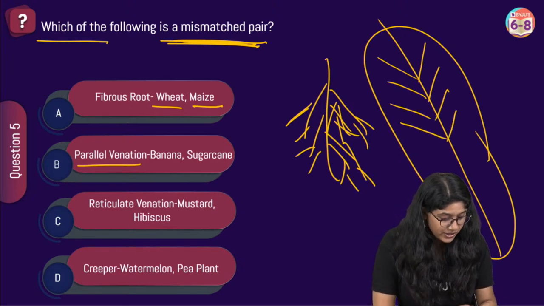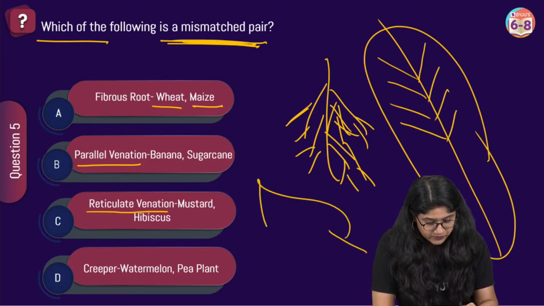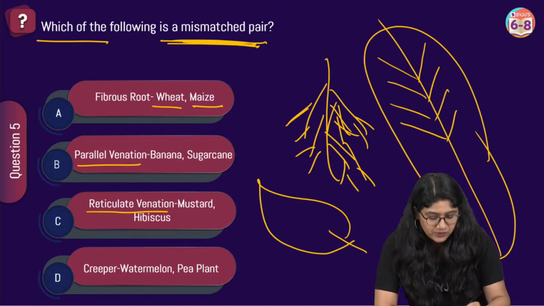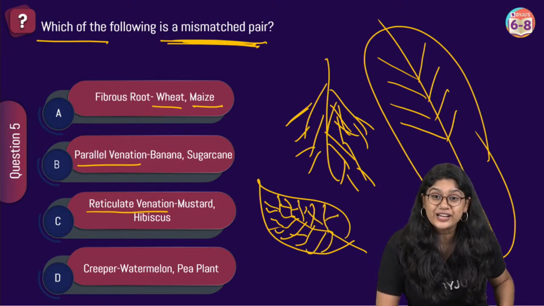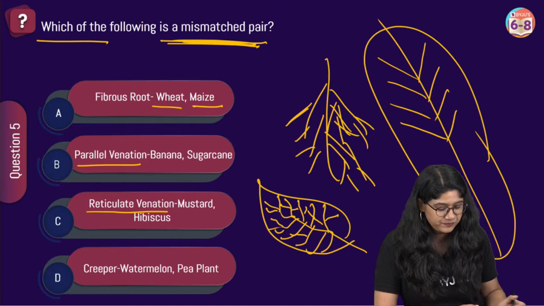Yes, and in reticulate venation, we will see leaves like this, right? And they will have this venation, right? They will not be exactly parallel, but they will have this net-like pattern, which we usually see in the dicot plants. Yes, everyone?